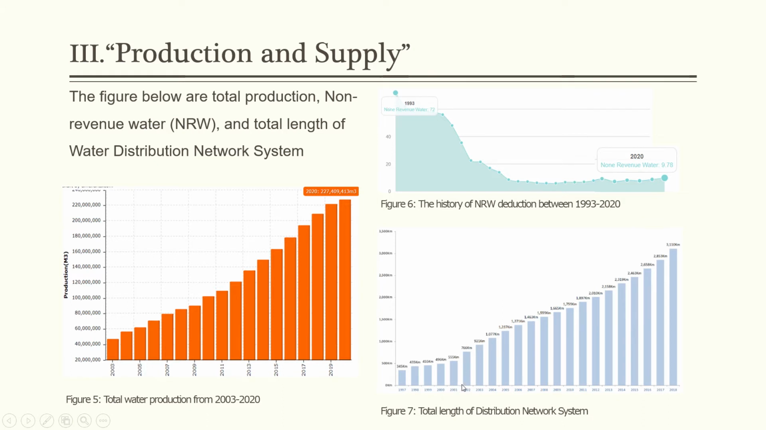And figure 7 is talking about the total length of the distribution network system. As you can see, in 1997 the total distribution network was only 345 kilometers, and with improvement year by year, in 2018 the total length of the distribution network is over 3,000 kilometers.